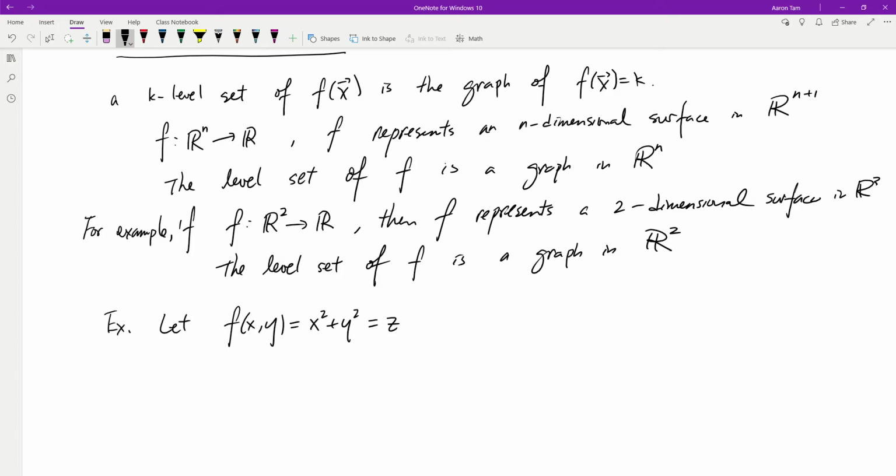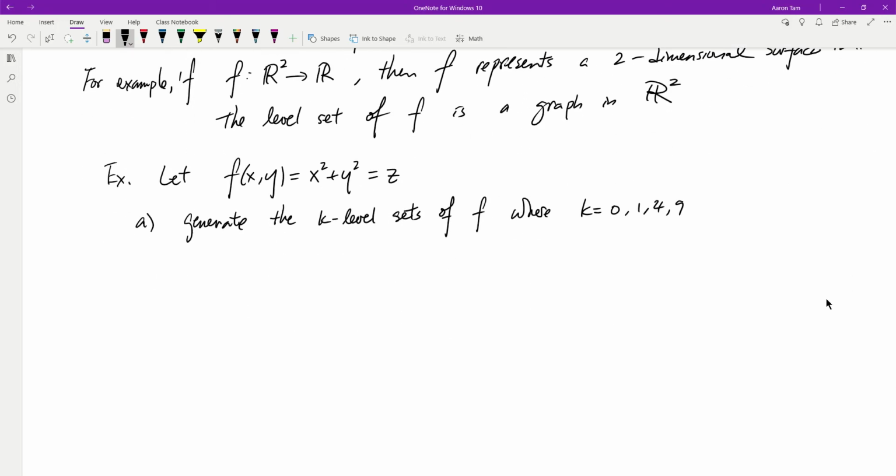Let's see, we can try to generate some level sets, and let's see what they actually do. Okay, so let's try to generate the k level set of f, where k equal to, and we'll pick some random numbers. Now obviously I don't randomly choose these 4 numbers, so there's a reason why, but I'll show you. So let's see, we can generate these level sets.